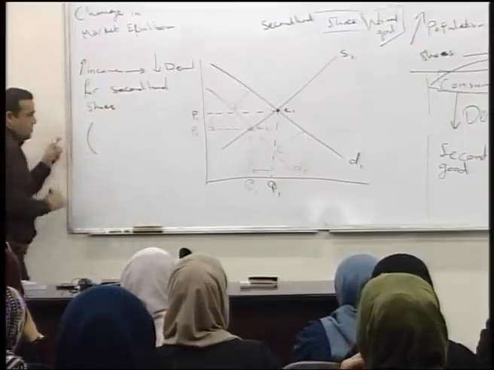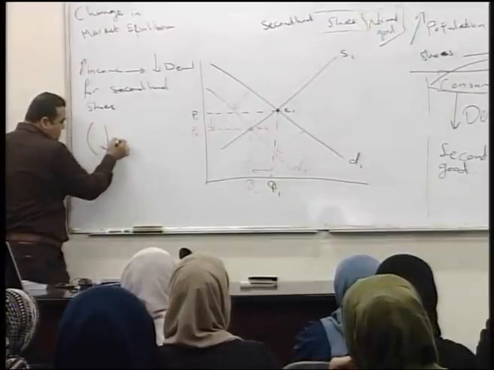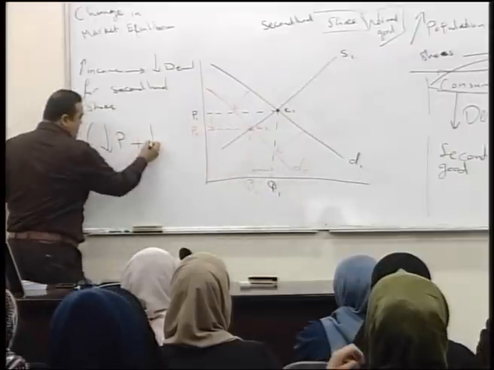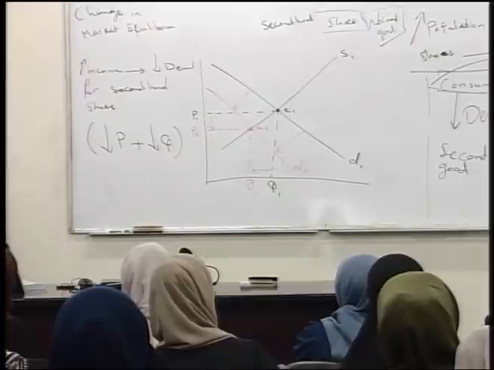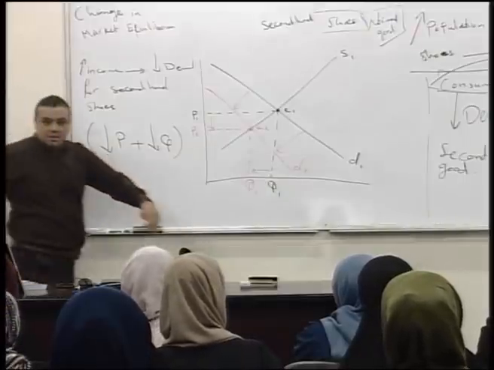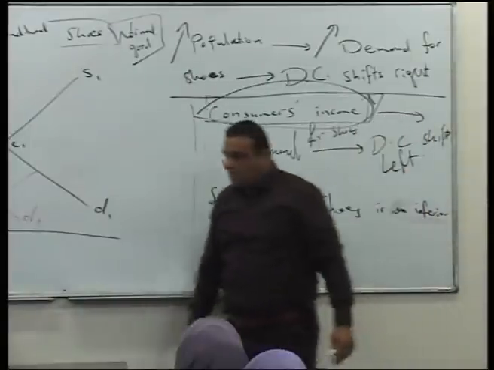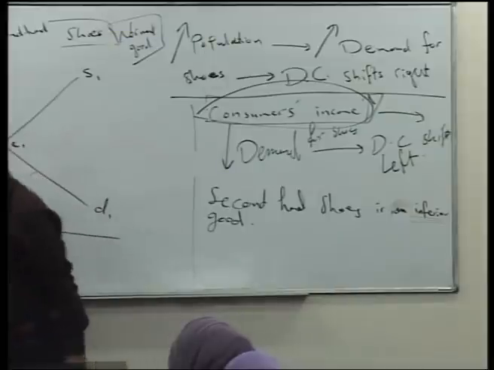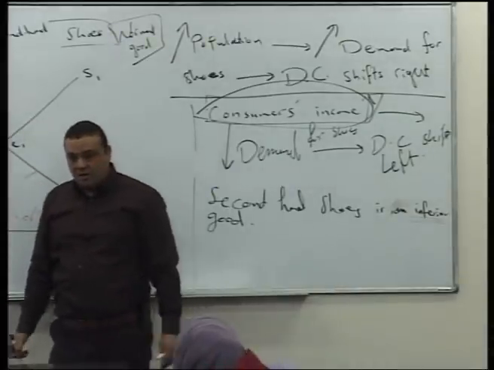The conclusion or the result here is a decrease in the price, plus a decrease in the quantity exchanged in the market, or the market equilibrium. This is the result here. Okay? So the conclusion is we have a decrease in the prices and a decrease in the equilibrium quantity.